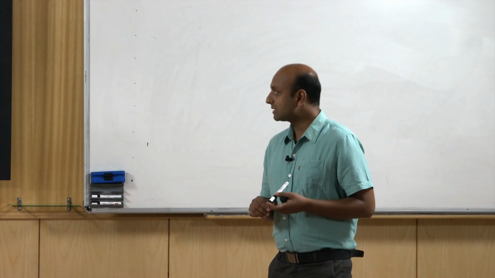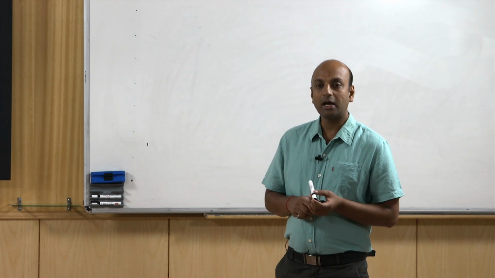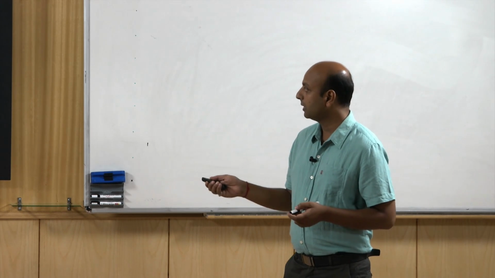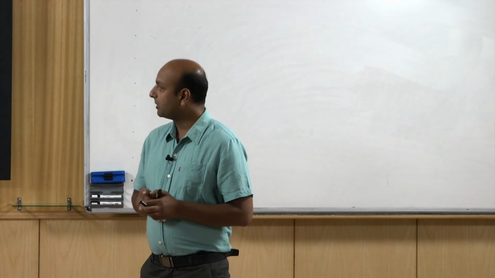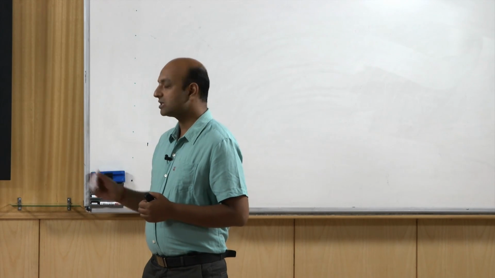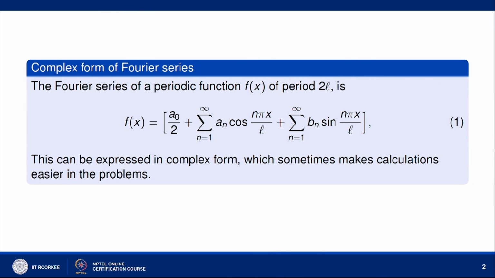Now, the next is the complex form of Fourier series. What is that and how is it important, let us see. The Fourier series of a periodic function f(x) of period 2l is given by this expression, this we already know. This can be expressed in complex form, which sometimes makes calculation easier in the problems. So, why do we need complex forms? Because sometimes it makes our calculation easier. Now, how can we convert this form into a complex form, let us see.